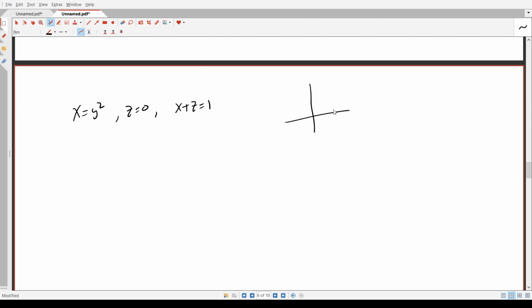Okay, so in the xy plane, if this is x and this is y, this looks like this. And if z is coming out this way, if this is z, then this parabola that I just drew lies in the plane z equals 0. So this is kind of like the base of our shape. And then x plus z equals 1. So that's going to look something like this.